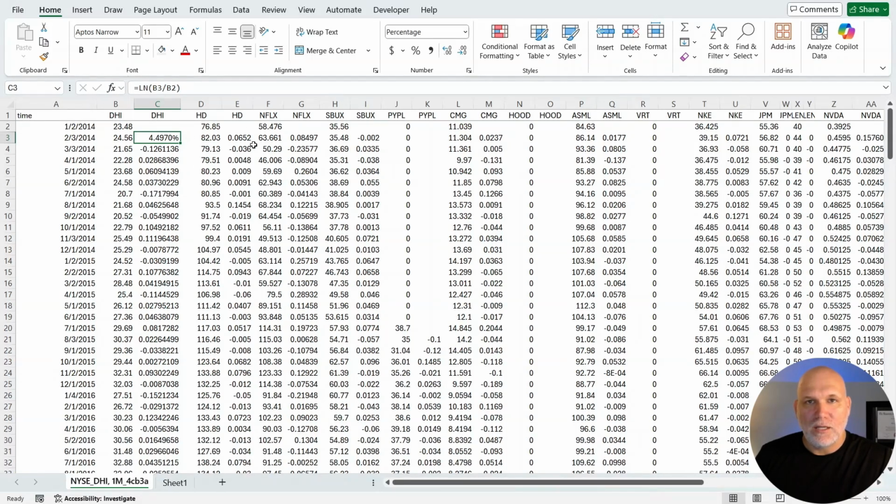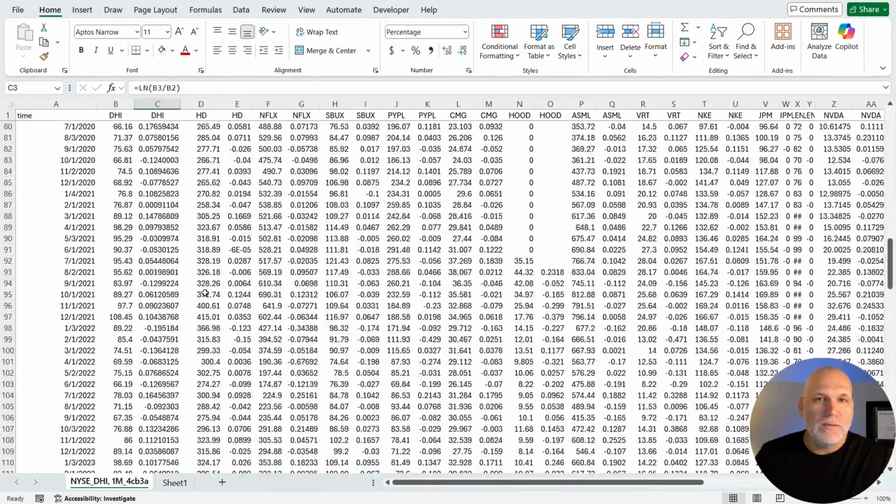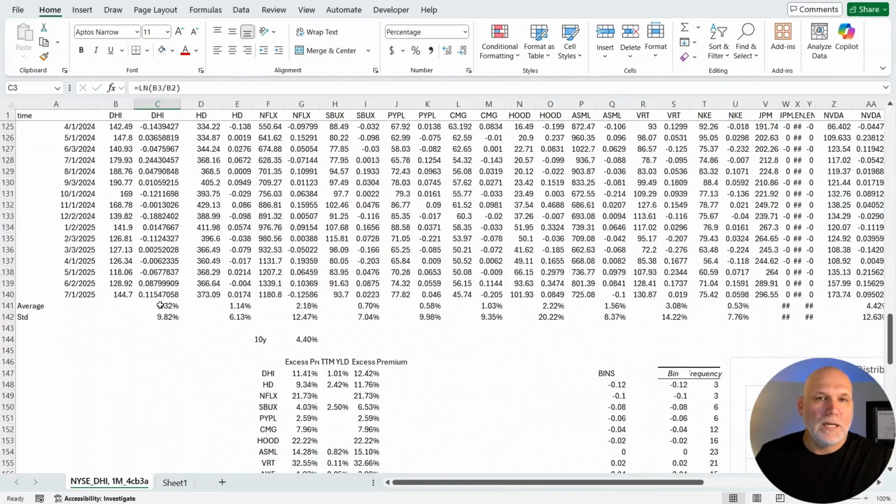And then I did that for each column. So I did that for DHI, Home Depot, Netflix, Starbucks. And I went all the way down, built a column for each, and I grabbed the monthly return. The next thing we have to do is get an average monthly return. So for each one of those, just a simple average formula. And I'm doing that for the last 11 years.